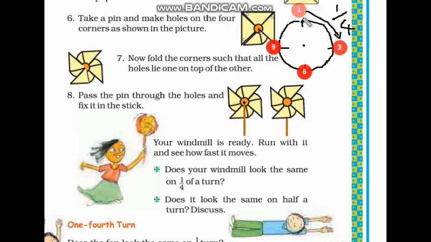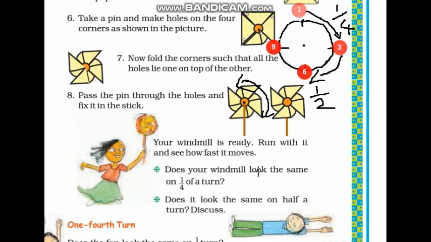And turning from 1 to 6 full, it is half a turn. Now the question is, does your windmill look the same on 1/4 of a turn? So moving from here to here, will it look the same? Yes, it will look the same on 1/4 of a turn.